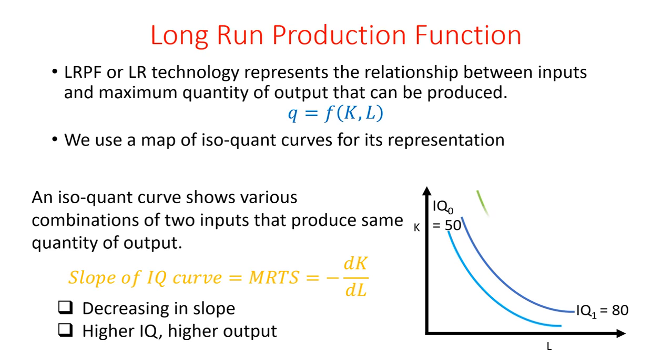The slope of the iso-quant curve is given the name of marginal rate of technical substitution, which shows how many units of capital a firm will have to sacrifice to employ one additional unit of labor, keeping the output the same. Like the indifference curve we studied in consumption, an iso-quant curve is also decreasing in slope, and a higher iso-quant curve represents a higher level of output.